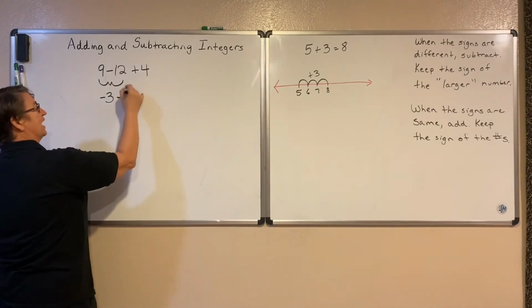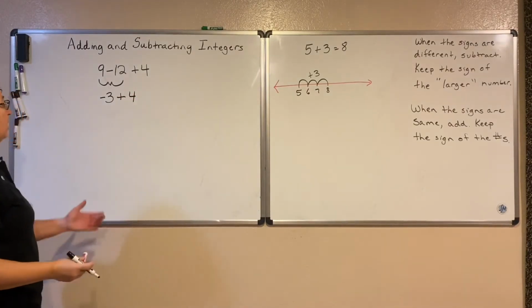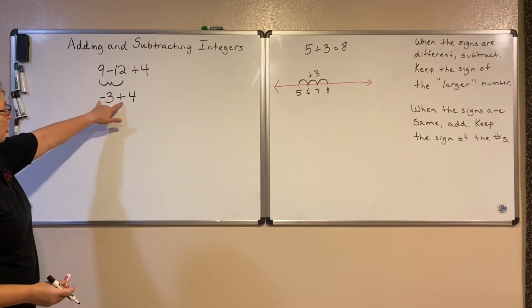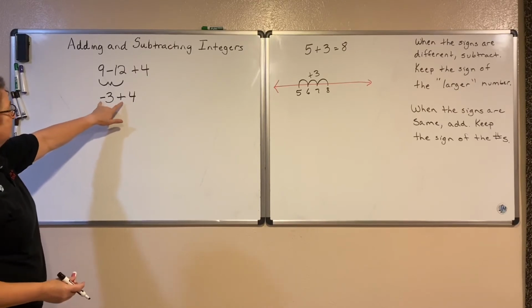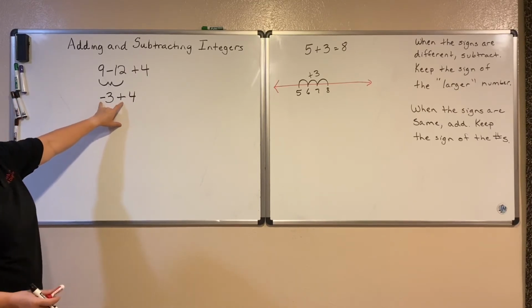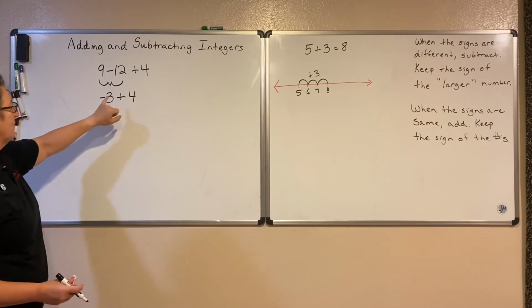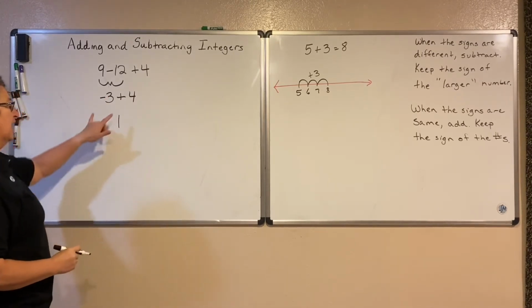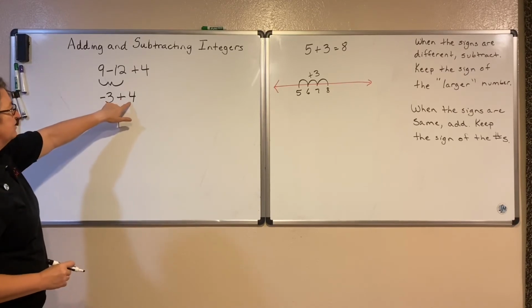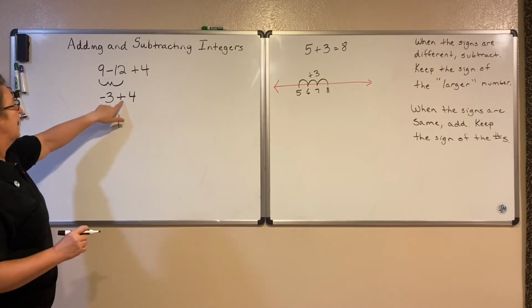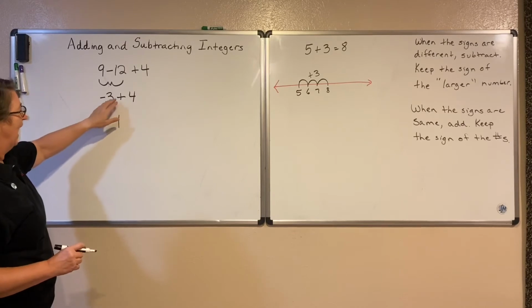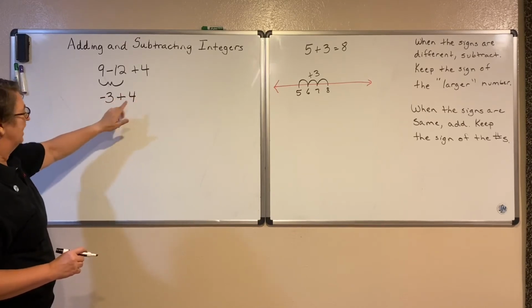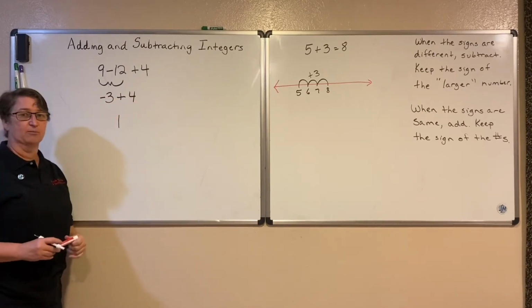And then I just write down the plus 4. Again, my signs are different. Since my signs are different, I'm going to subtract. 4 minus 3 is 1. But this time, my 4 is the larger number. And so that positive, I actually walked into positive land. So I end up with a positive number.